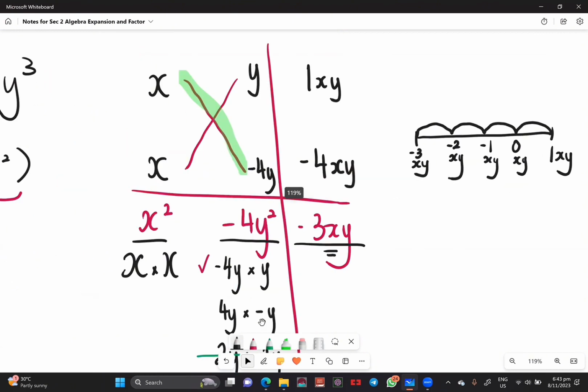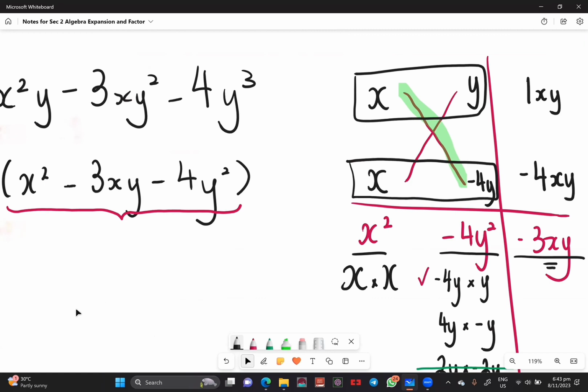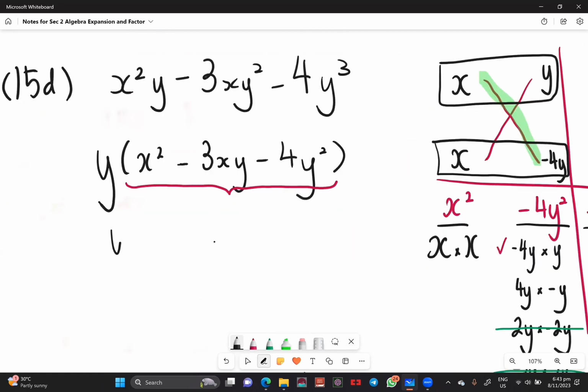So therefore, your answer for this question, again, horizontal. So what am I going to use? I'm going to do this: y bracket x plus y, x minus 4y. So this is my answer for this question.